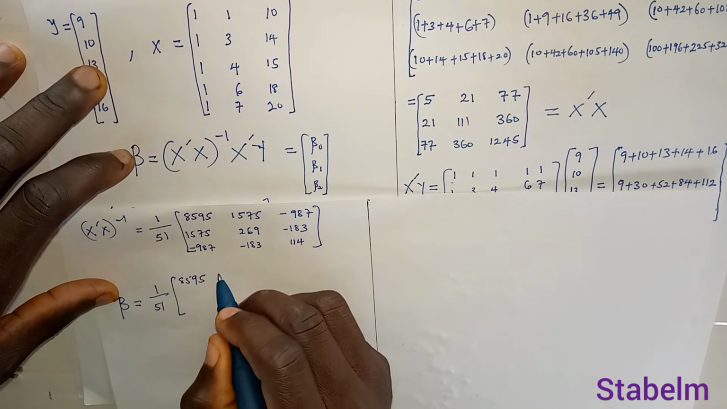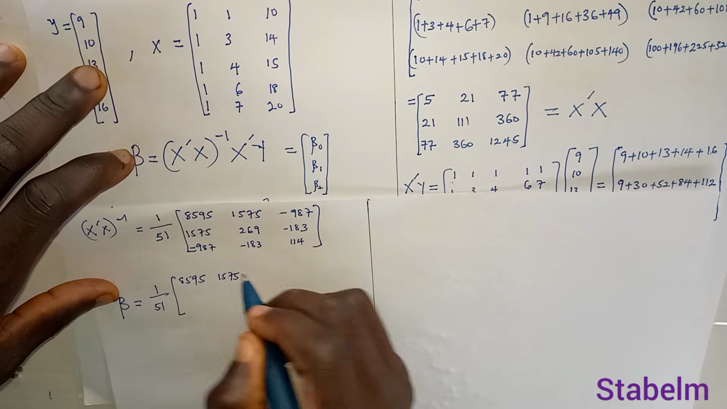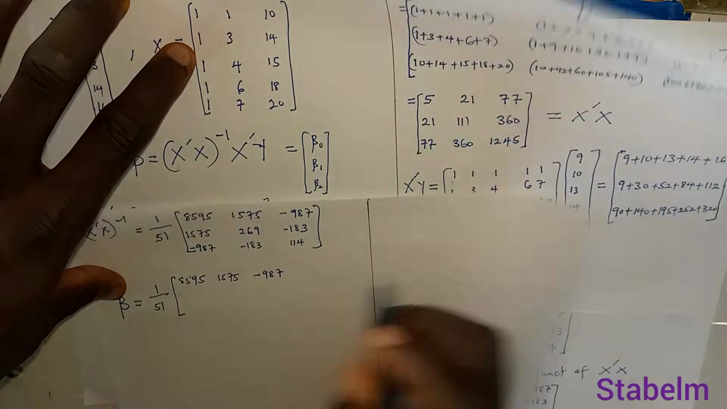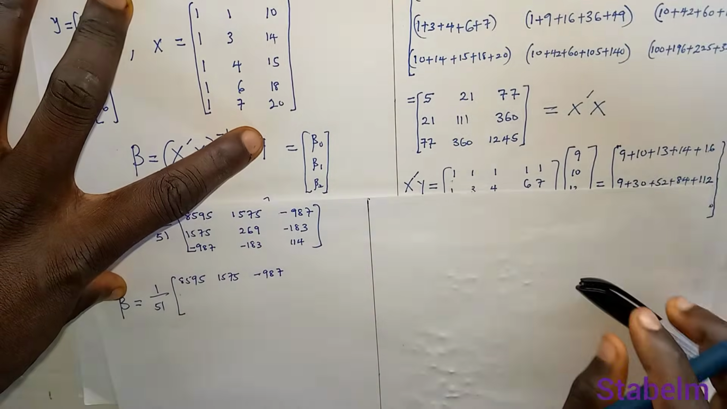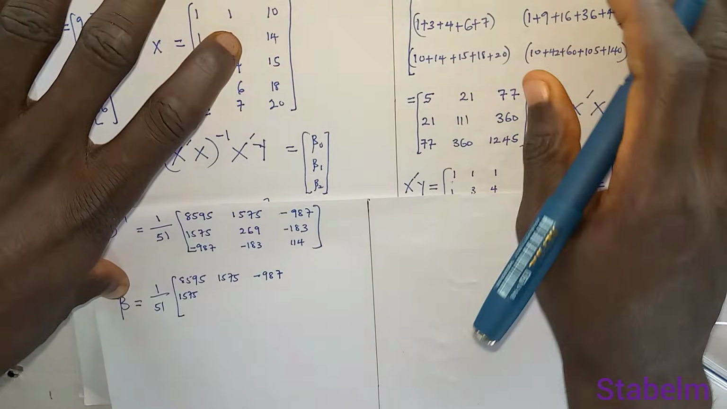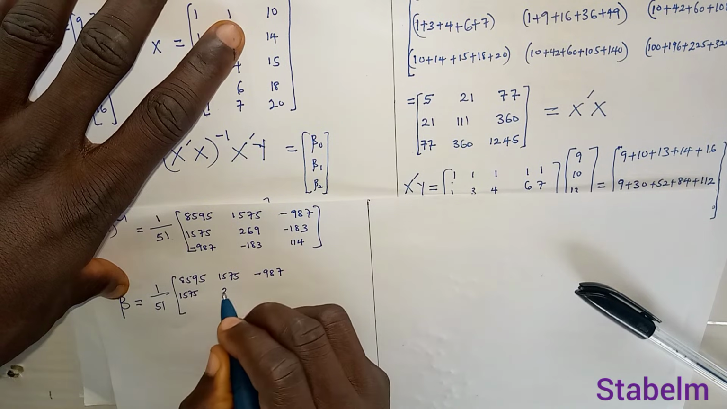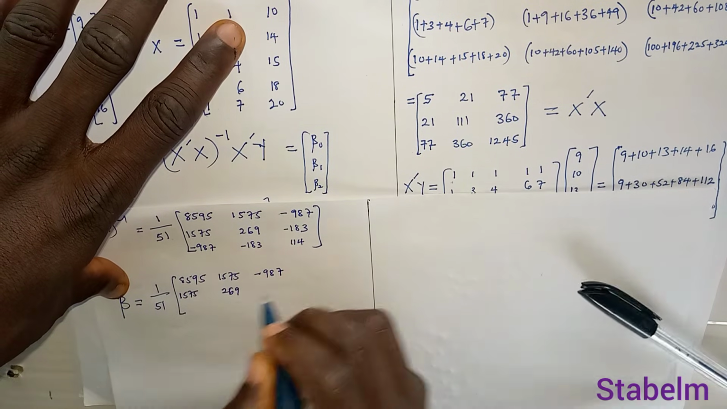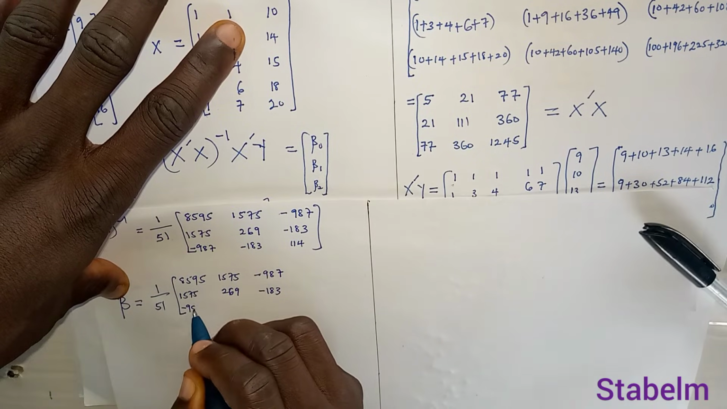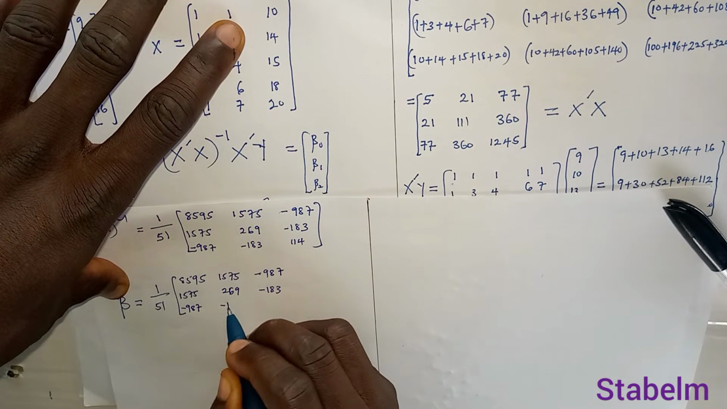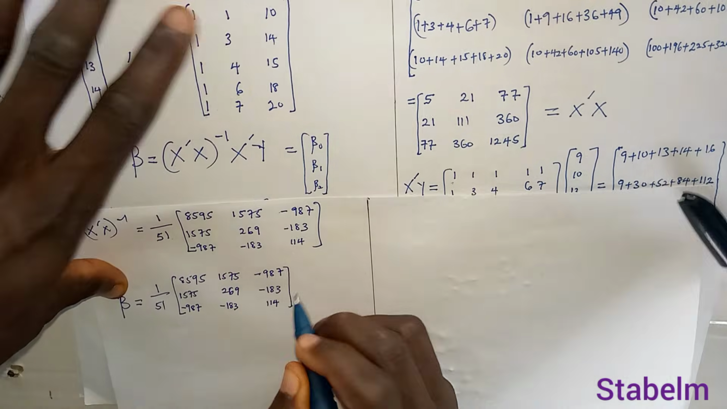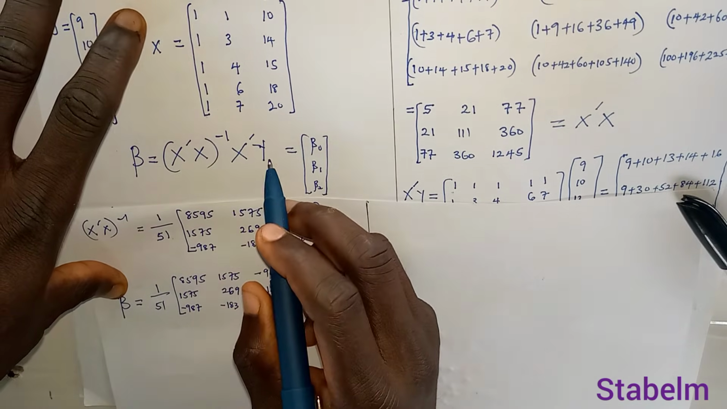8595, 1575, minus 987, 1575, 269, minus 183, minus 987, minus 183, 114, then multiply by X prime Y.